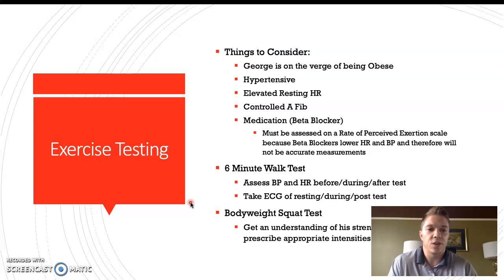So for George, being that he is an older patient, I would have him do a 6-minute walk test, and I would assess his blood pressure and heart rate before, during, and after the test. And I would also take an ECG reading at rest, during, and post the test. And that would be for his cardio fitness. And then for his resistance training, I would do a bodyweight squat test just to have a general understanding of the kind of strength that he is capable of and what we should be prescribing him so that he doesn't go too intense too quickly.